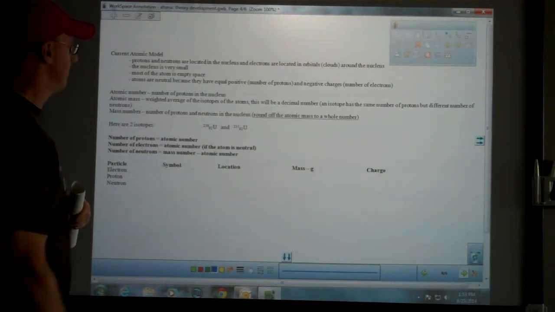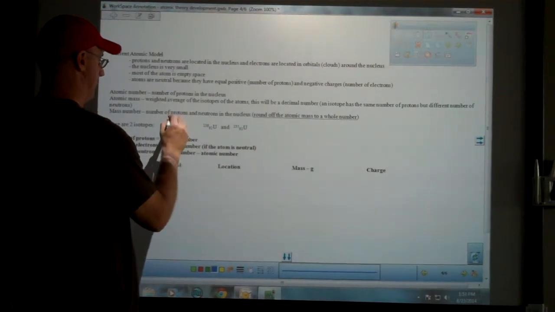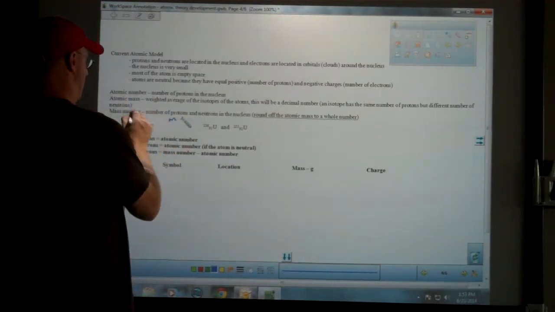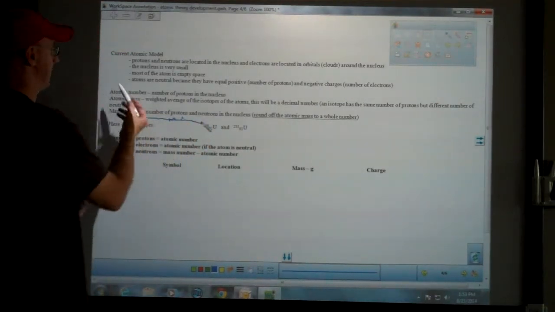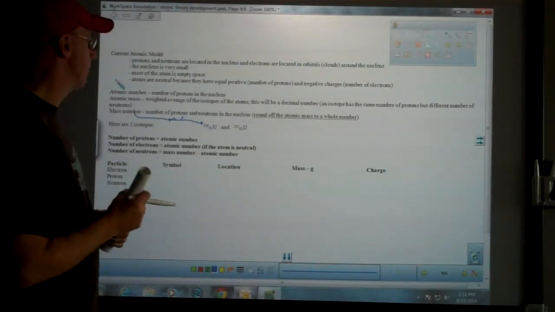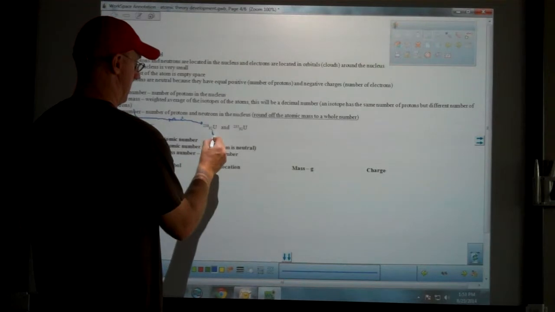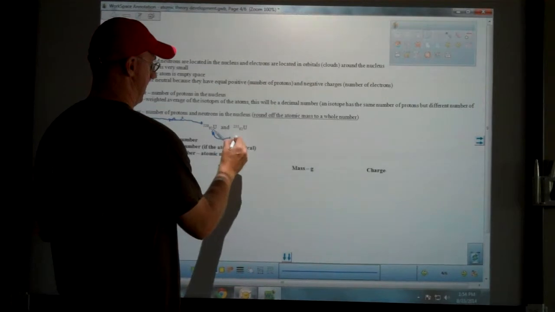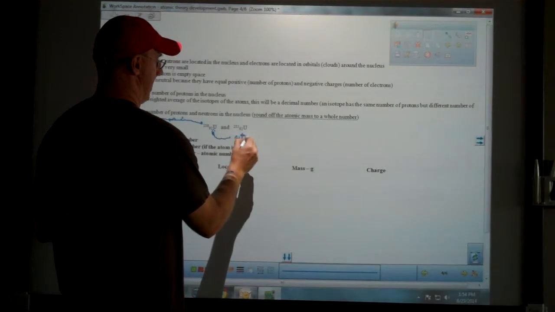Isotopes, we're going to deal a little bit with isotopes this year. So just a quick review of that. The number up top is the mass number. I'm going to put a little arrow, maybe that'll be easier. So the number up top, the bigger number, is the mass number, so that has protons and neutrons in it, whatever's in the nucleus. And the number down below is the atomic number.